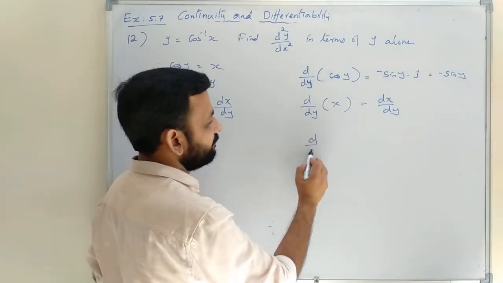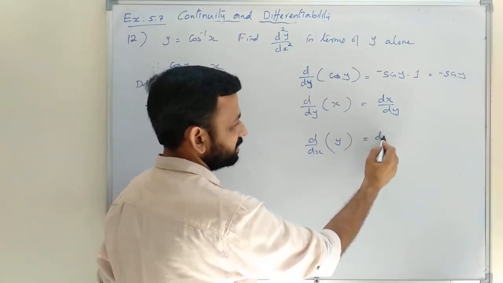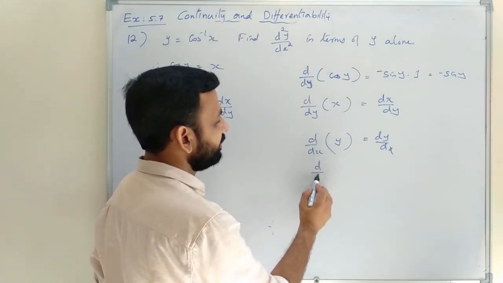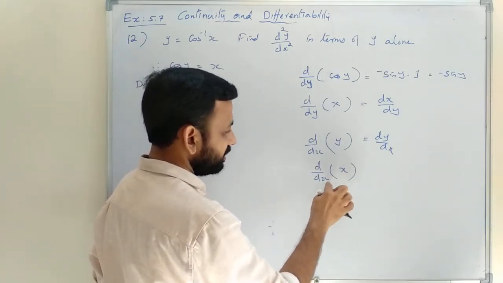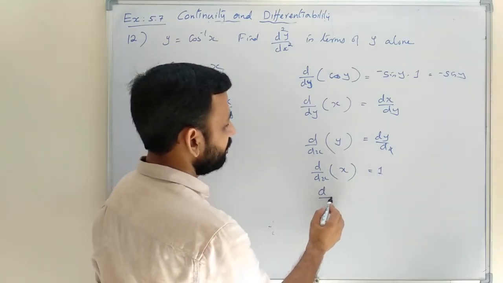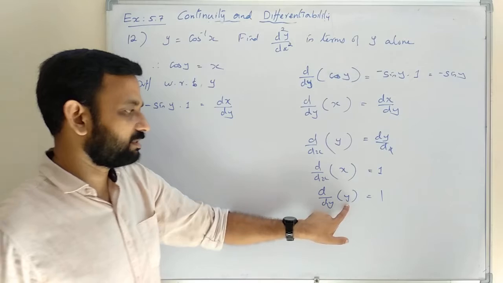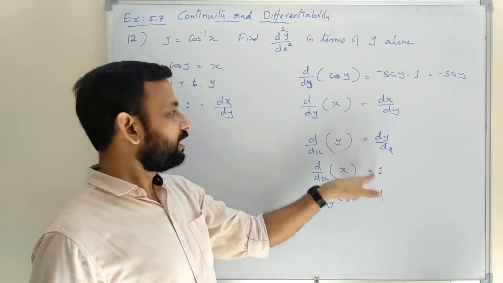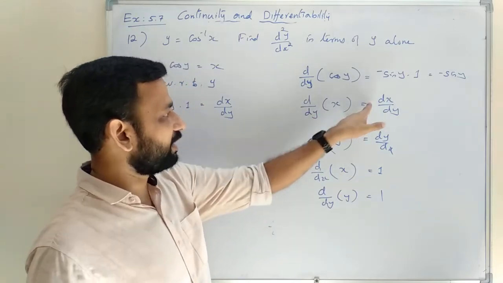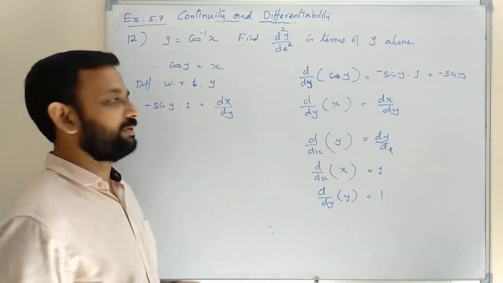In the same way, the derivative of y with respect to x is dy by dx. The derivative of x with respect to x is 1. Then the derivative of y with respect to y is also 1. The derivative of x with respect to x is 1. The derivative of y with respect to x is dy by dx. The derivative of x with respect to y is dx upon dy.